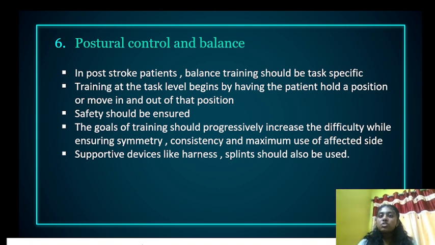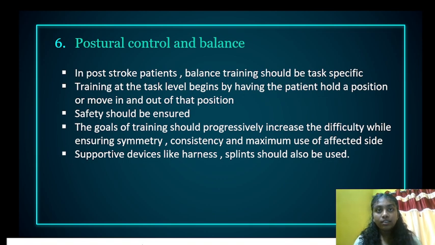In post-stroke patients, balance as well as postural control is very impaired. So balance training should always be task specific, like stair climbing, then sit to stand. In sitting only, we can improve sitting balance by functional reach outs. Training at task level begins by having the patient hold a position as well as move in and out of the position, that is functional reach, as well as hold the position, that's standing.